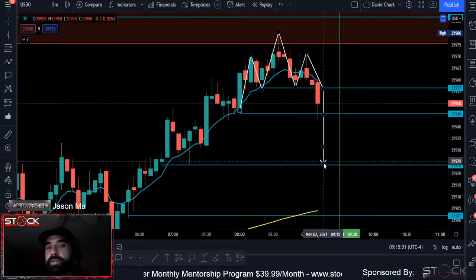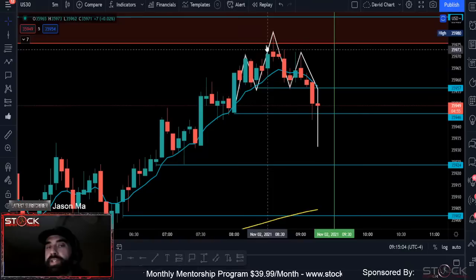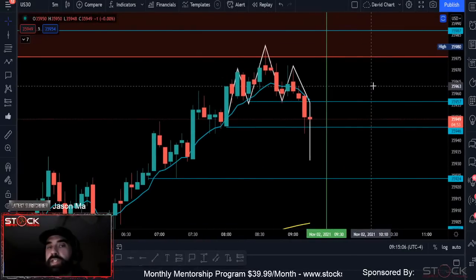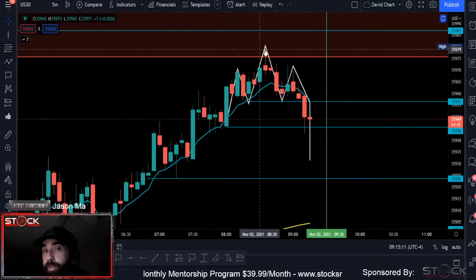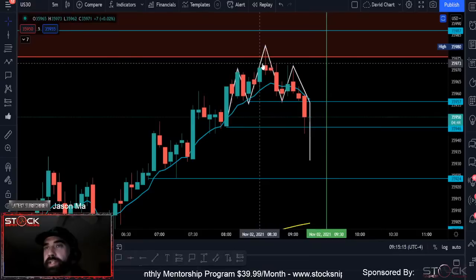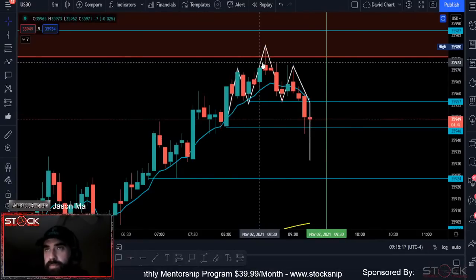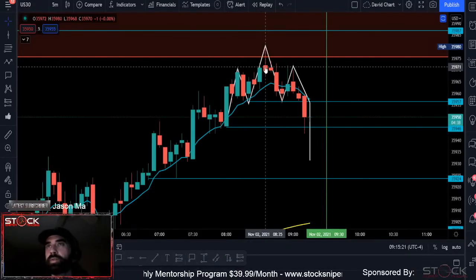That's pretty much what I was looking for when I started to look at that potential US 30 sell here. It was that head and shoulders pattern, which is a reversal pattern coming out of a demand zone. If you guys can understand what this candlestick is, make sure you're just checking it out.